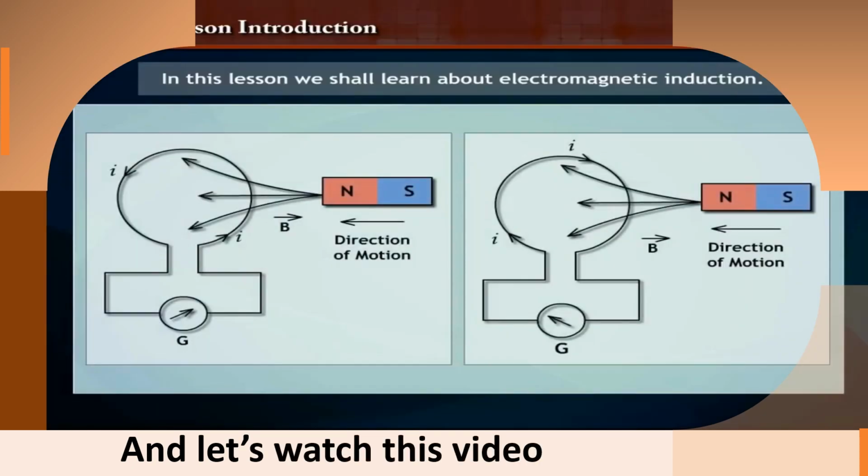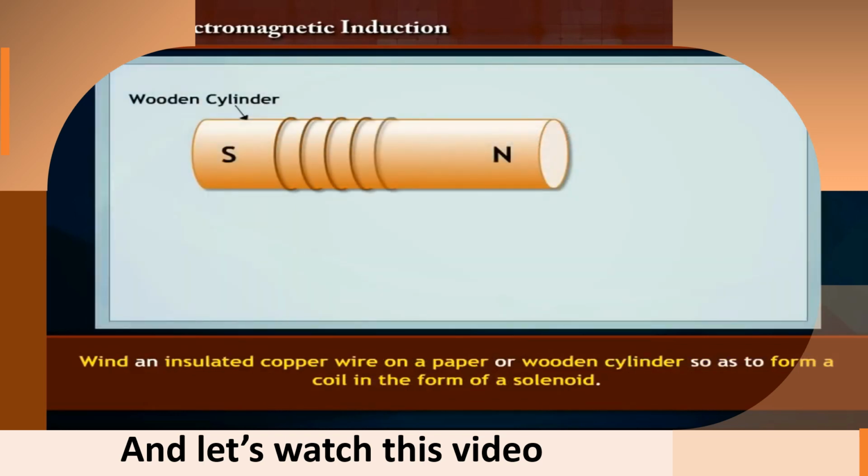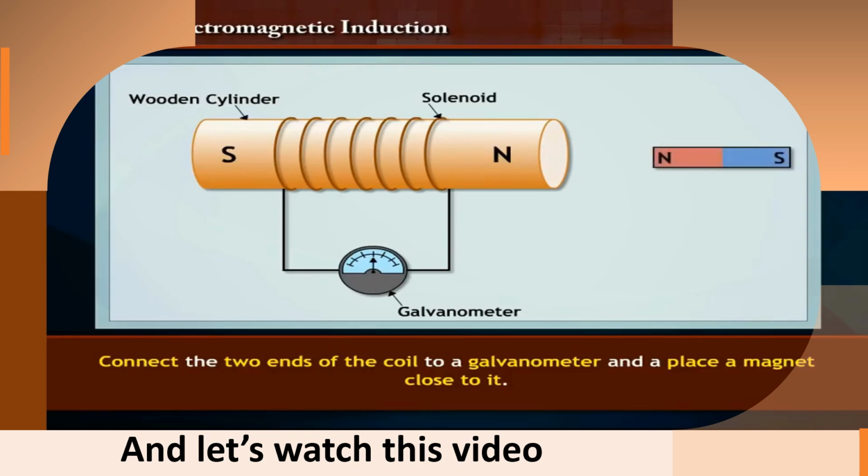In this lesson, we shall learn about electromagnetic induction. The phenomenon of electromagnetic induction can be demonstrated by an experiment. Wind an insulated copper wire on a paper or wooden cylinder so as to form a coil in the form of a solenoid. Connect the two ends of the coil to a galvanometer and place a magnet close to it.